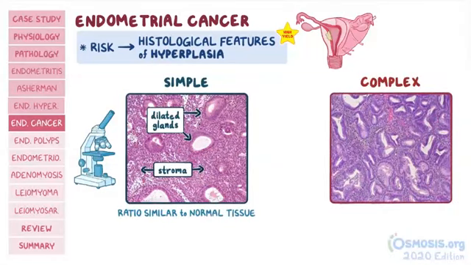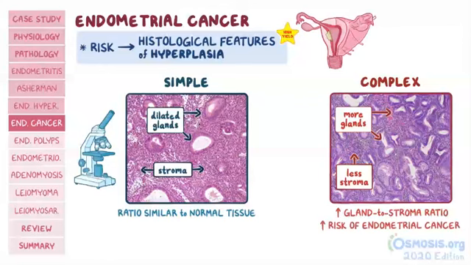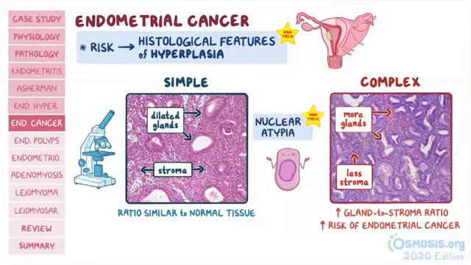In complex hyperplasia, there are way more glands and less stroma, meaning a high gland-to-stroma ratio, and this type of hyperplasia is more at risk of progression to endometrial cancer. If we zoom in even more, we can see the nuclei inside these glandular cells. Abnormal nuclear features like larger and hyperchromatic or darker nuclei are also called nuclear atypia, which for your test is the most important factor in terms of progression to endometrial cancer.